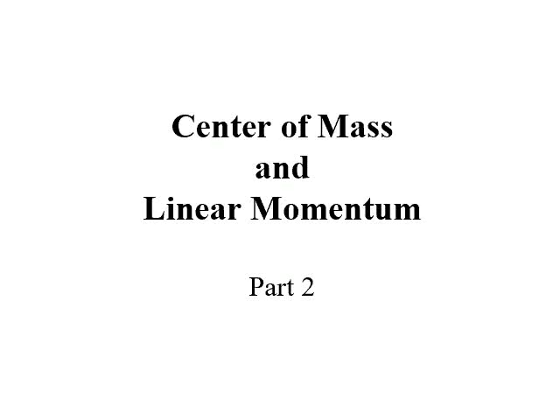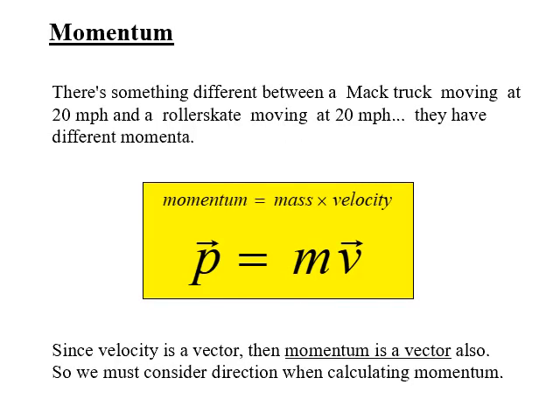We are going to continue talking about momentum today. We've pretty much wrapped up the center of mass part, so now we go into momentum. To start with, there is something different between a Mack truck moving at 20 miles per hour and a roller skate moving at 20 miles per hour. Obviously, if you had a choice to step in front of one of those, you'd probably choose the roller skate because you realize it will do less damage to you. So there's definitely something different about them, and they're different because they have different momenta.